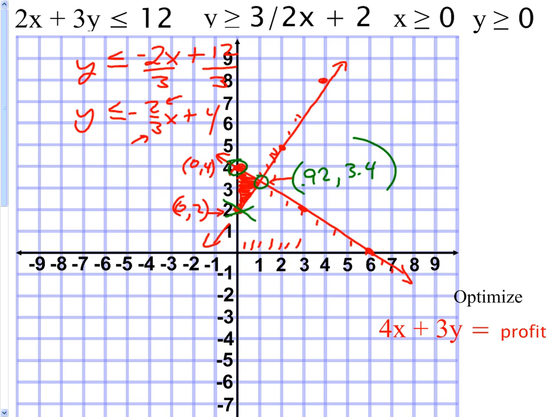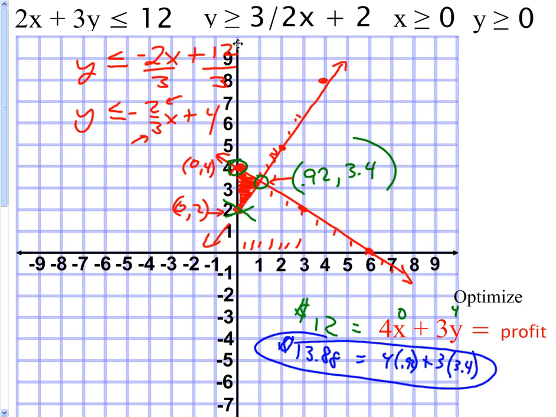And then I can plug in 0, 4, x is 0, y is 4, and then I would get $12 profit for the top point. Then the other one is a little more icky. I stick in 0.92 for x, so 4 times 0.92 plus 3 times 3.4. Somebody's already got that one. What is it? Anybody get the same thing as him? Good. Then that's my winner, most profit.